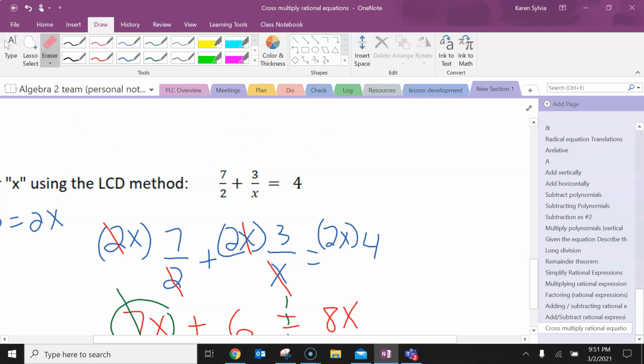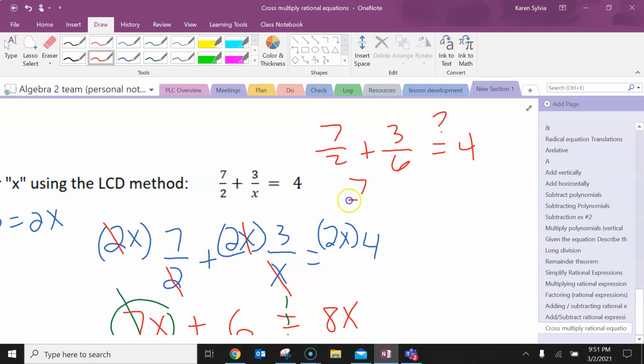The only thing left to do now is to check by plugging in the value, to make sure it works. So when I plug in a 6 for x, I'll have 7 over 2 plus 3 over 6 equals 4. This is my check. 7 halves plus 3 sixths. 3 sixths is equal to 1 half. 7 halves plus 1 half is 8 halves. And 8 halves, we know, is equal to 4. So it works.